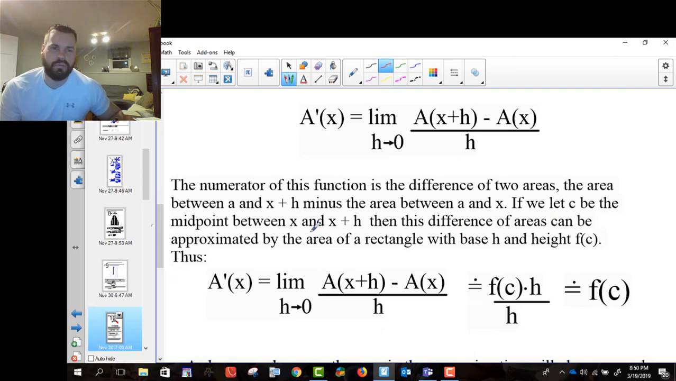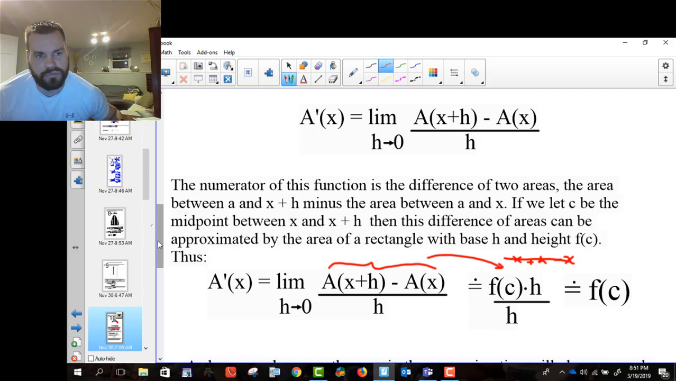So if we let c be the midpoint between x and x plus h, then this difference of areas can be approximated, and we're only getting an approximation, by the area of the rectangle f of c times h. The base is h, because we're starting at x plus h and subtracting x, so we have h left, and we're going to end up with just f of c.